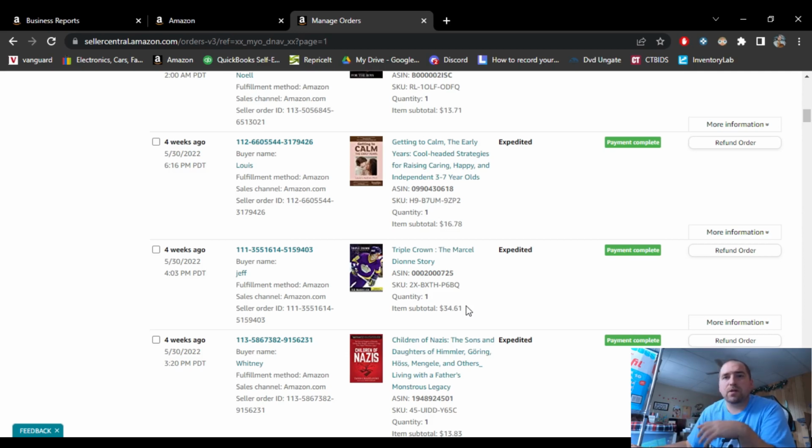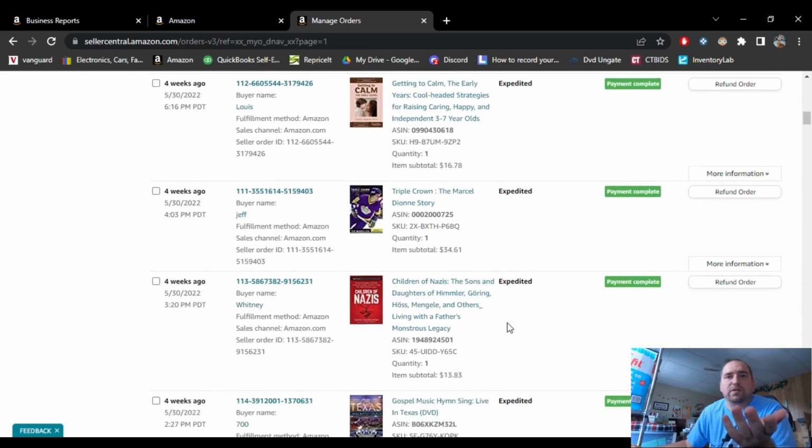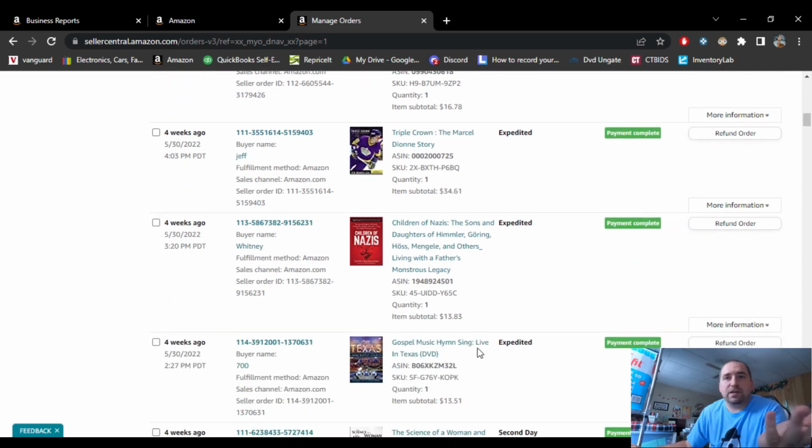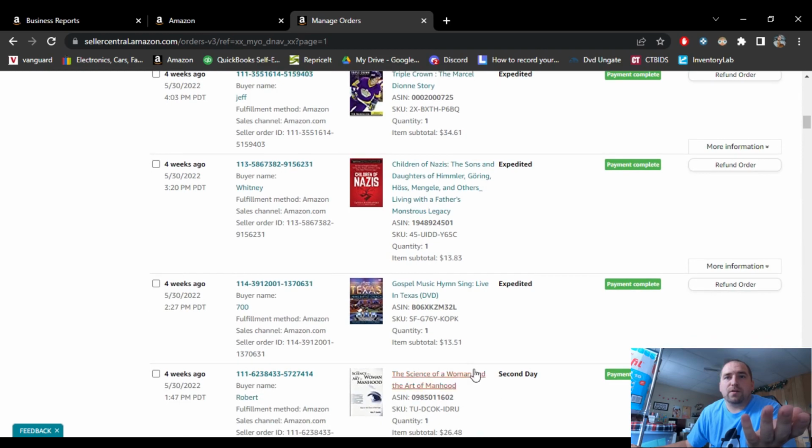So go down here, another $14 book, a DVD here for $13.51. So you see, it's a mixture of stuff, but it really depends on what you have in inventory. If you have more books, of course you're going to sell more books. If you have more DVDs or CDs, you're going to sell more of those. It's just part of the game. That's what I wanted to show you guys, exactly what I'm selling within a month period. I'm not going to go through them all, but I figured we'd go through the first page here and see what we had going on.